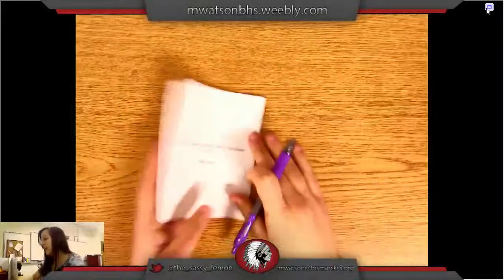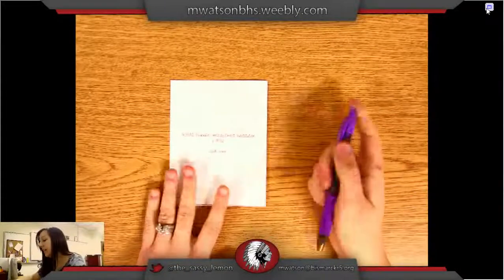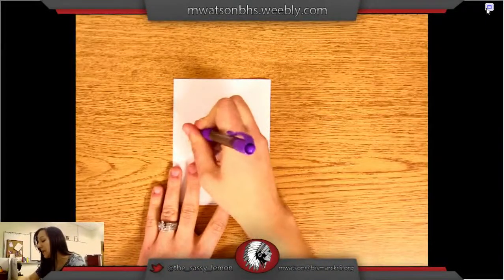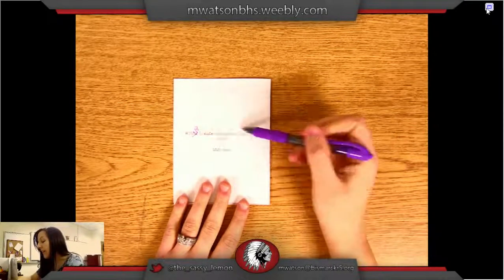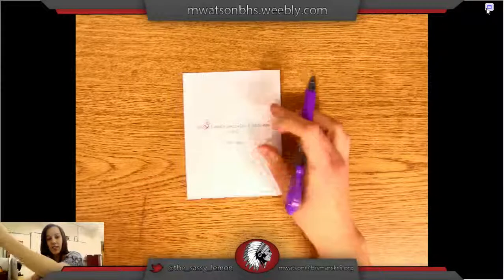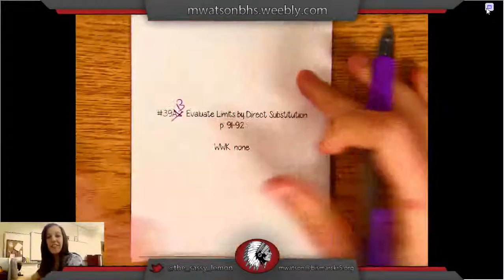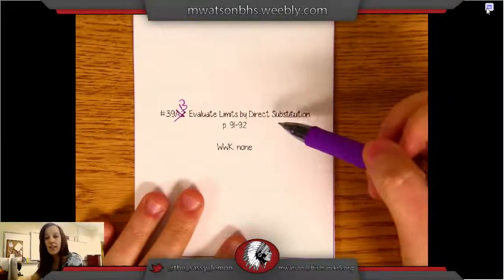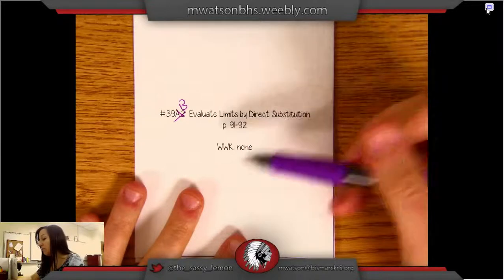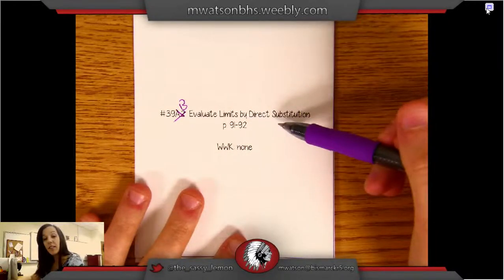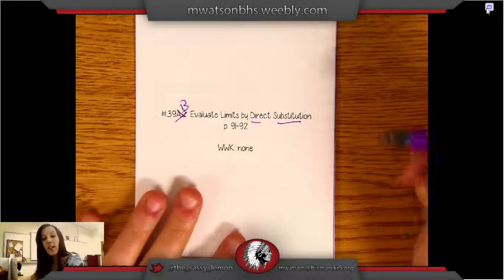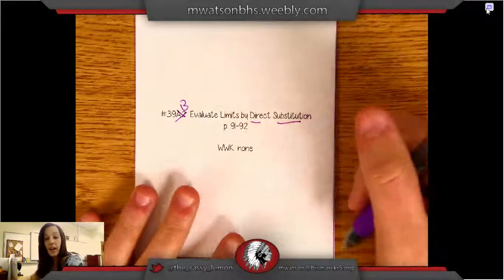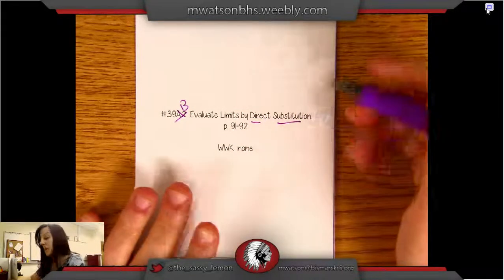Okay, so in tonight's lesson, this is actually 39B, and we are still in the section that's evaluating limits. We're still in the section that's evaluating limits, but in this lesson we're going to see that direct substitution doesn't always work, and there's other analytical ways to determine the limit.